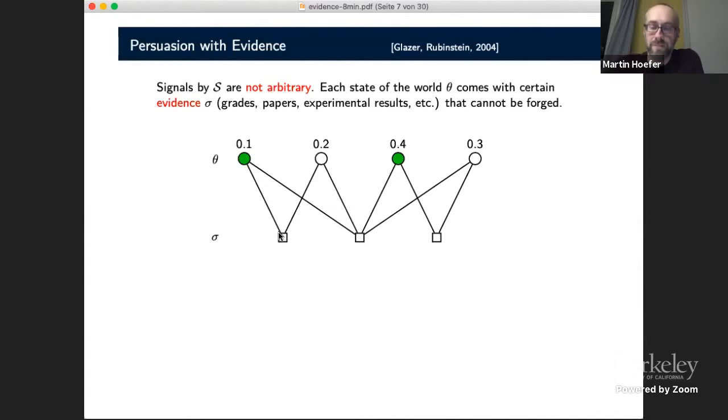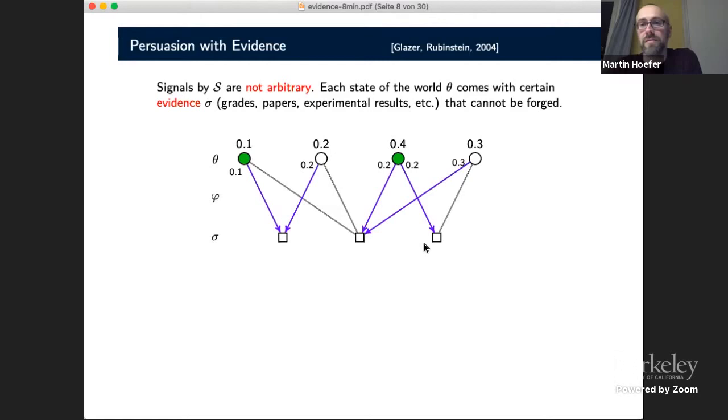So that's the input to the problem. Now the sender determines the signaling scheme, which could be something like this. Here it's almost deterministic. In these two states, he sends this signal. In this state, he sends this signal. Here he actually randomizes 50-50 between these two signals.